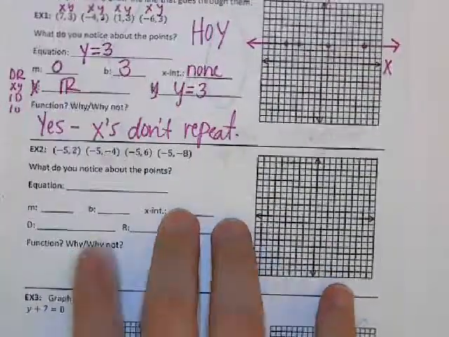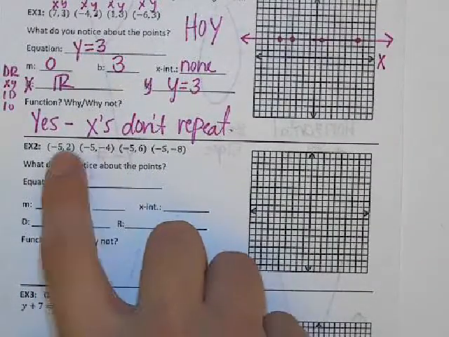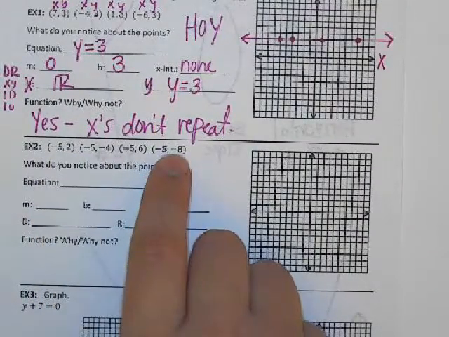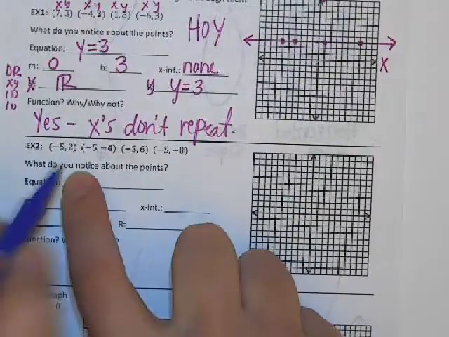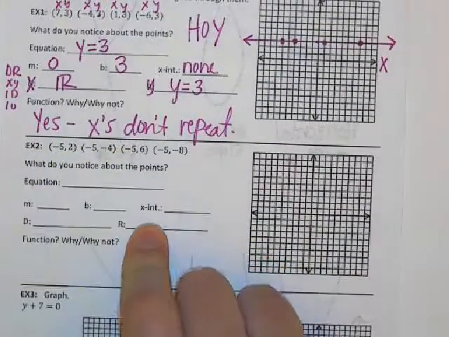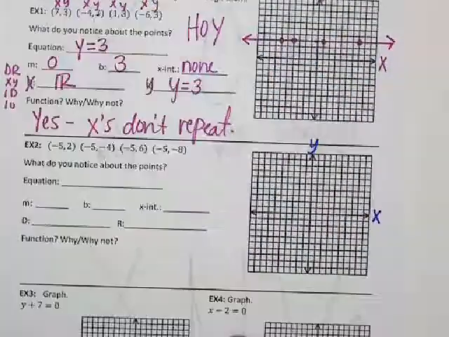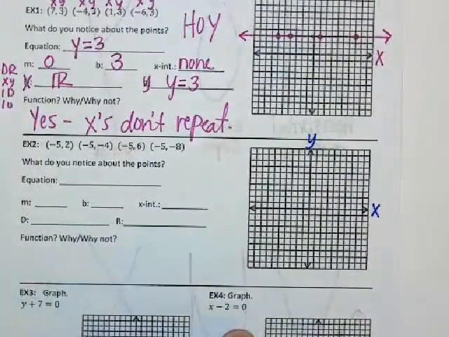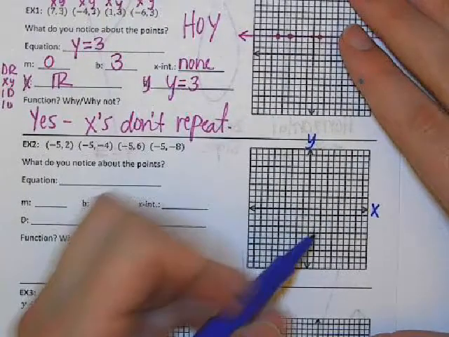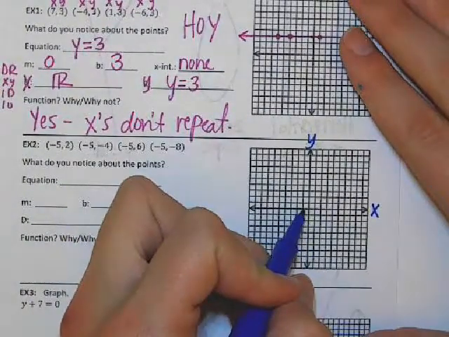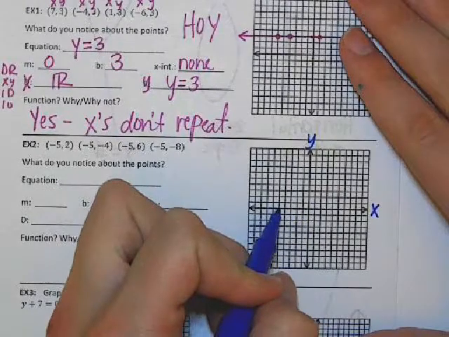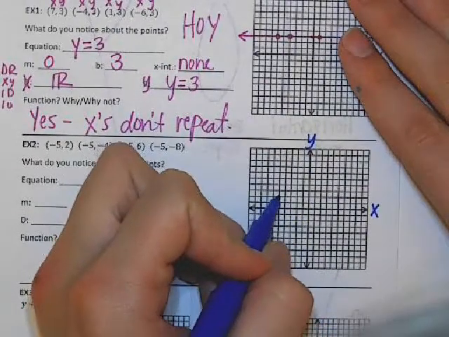Okay, look at example 2. What do I notice about all these points? All the x's are the same. All the x's are what? -5. Okay, so let's graph these. X, y, label your x's. All right, so my first point, -5, 2. The x is -5, so I'm going to go backwards 1, 2, 3, 4, 5. Y is 2, so up 2, put my dot.